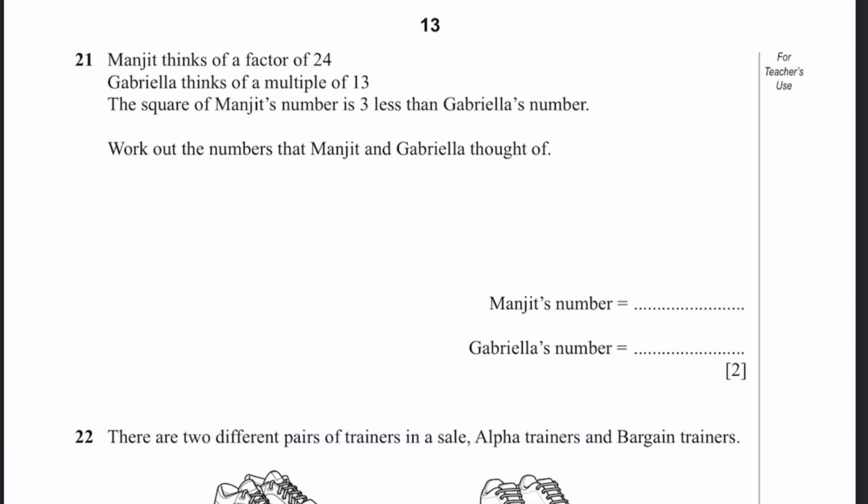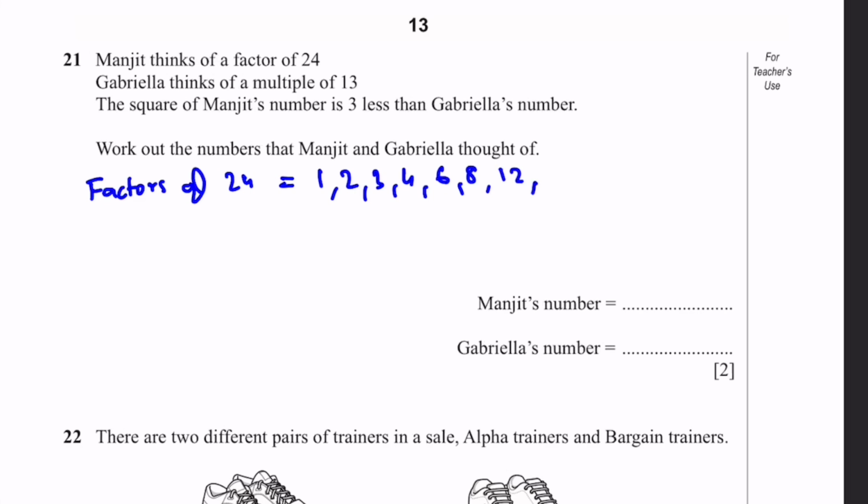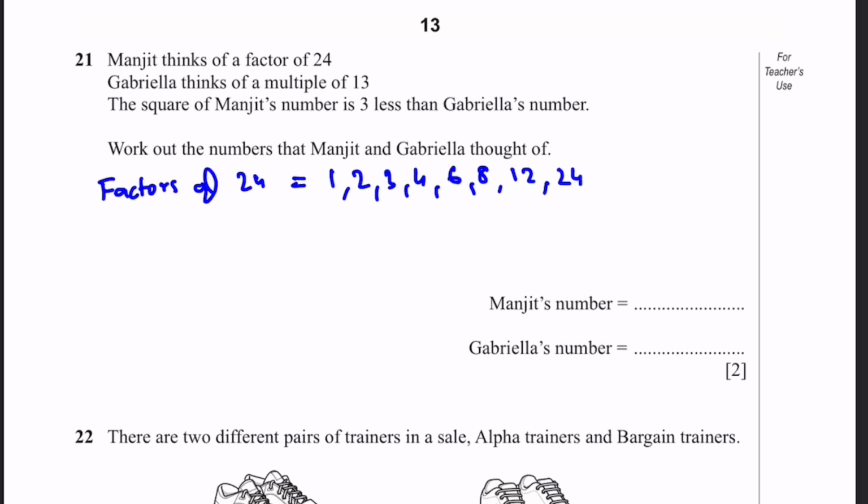Manjit thinks of a factor of 24. Gabriella thinks of a multiple of 13. The square of Manjit's number is 3 less than Gabriella's. Work out the numbers that Manjit and Gabriella thought of. So factors of 24 are 1, 2, 3, 4, no, not 5, but 6, and not 7, but 8, not 9, not 10, not 11, 12, yes, and then not anything until 24, which is itself.